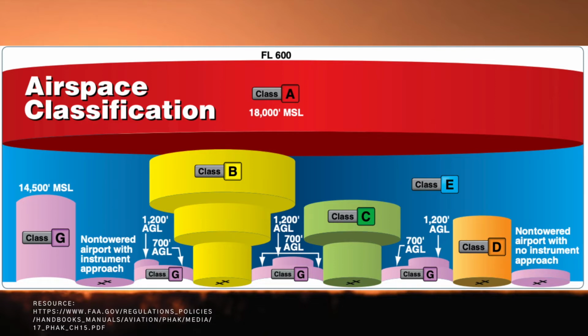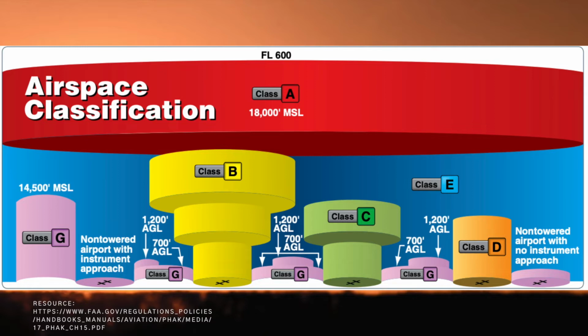So it might start at 700 feet above ground level, might start at 1,200 feet above ground level, but it will always end at 17,999 feet above sea level. Don't get those two mixed up. It will start at an above ground level number, but it's going to end at an above sea level, or MSL, number. And the reason why it has to end at 17,999 feet is because Class A is going to start at 18,000 feet mean sea level.